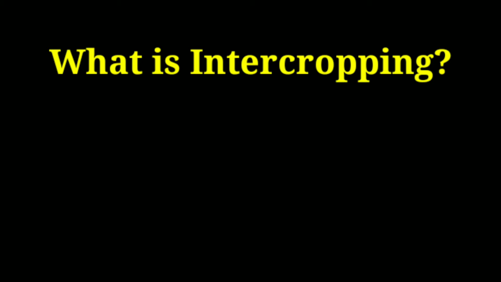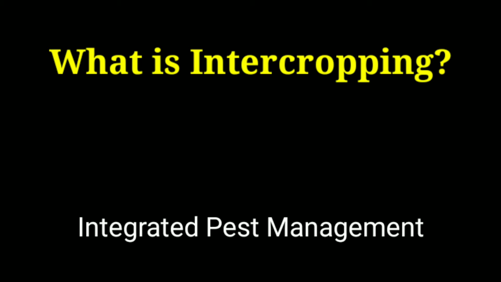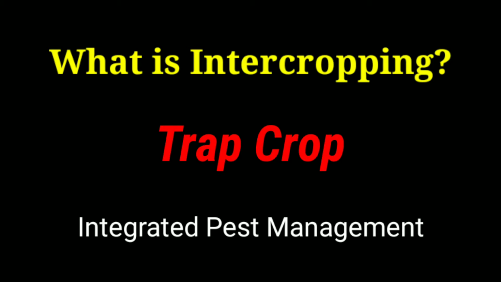Today I will discuss the intercropping system of some important vegetables for integrated pest management that can be easily practiced by our farmers. First of all, we have to know what intercropping is. Intercropping is growing two or more crops simultaneously in alternate rows or otherwise in the same area.